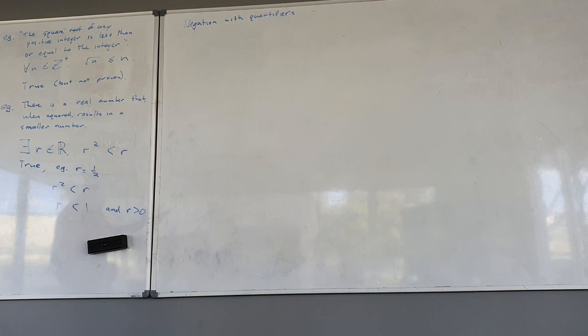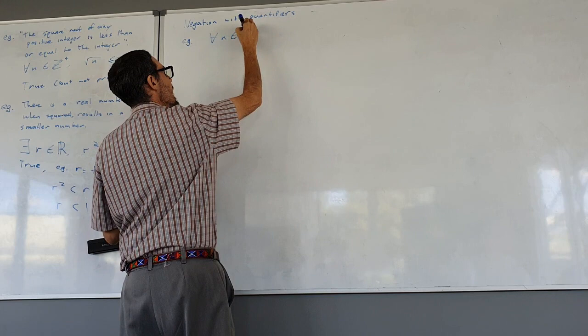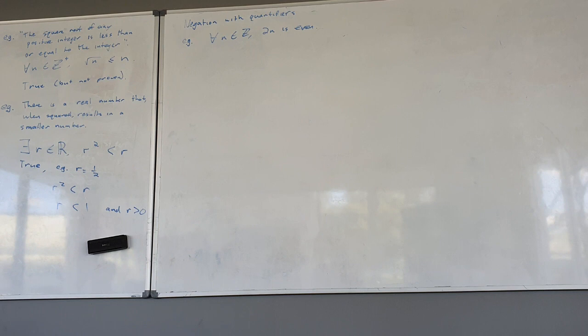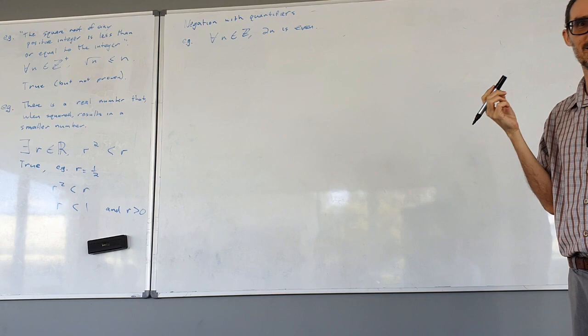So, what happens if I say, e.g., I write a statement for you. For all integers n, 2n is even. What's the negation of that statement? What would be the opposite of that statement? So we swap it. Swap what? The for all, for there exists. Because it's just the opposite.